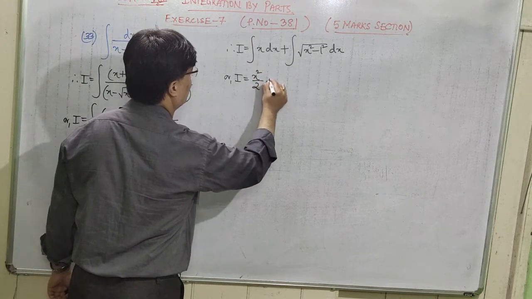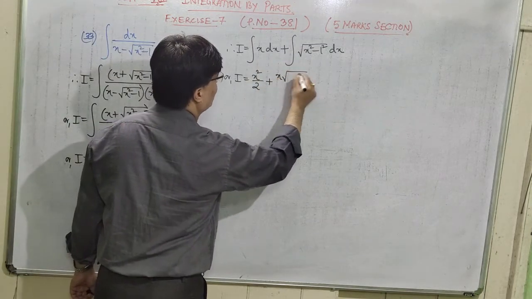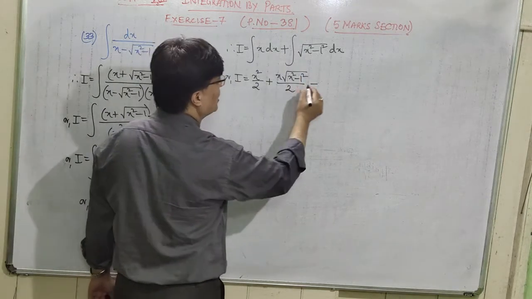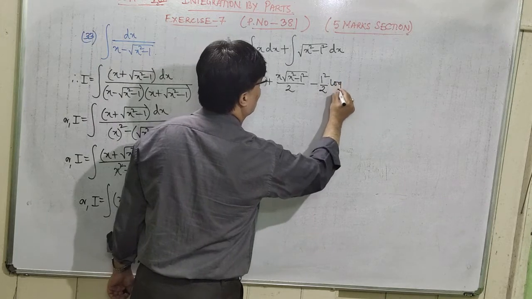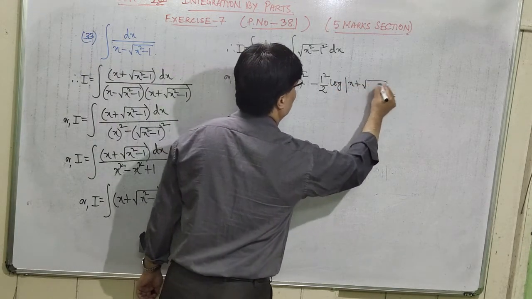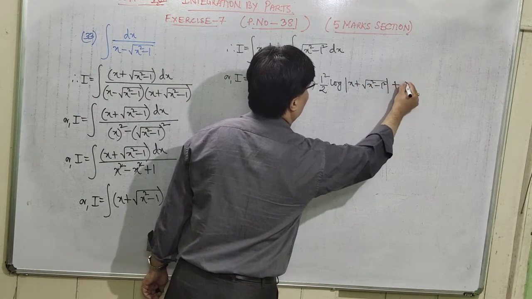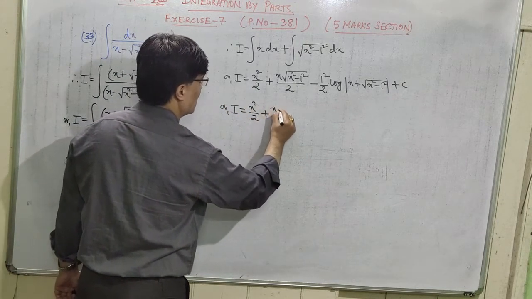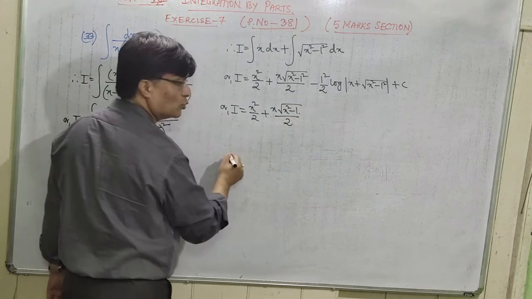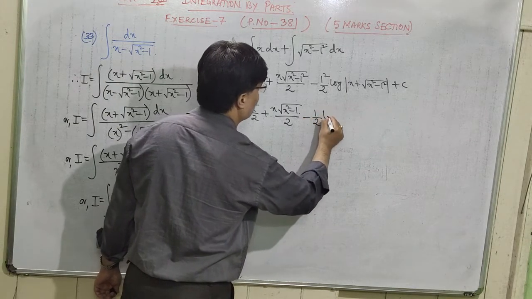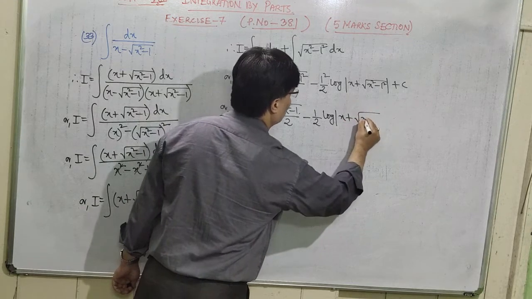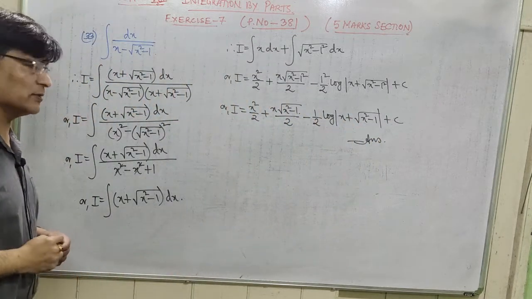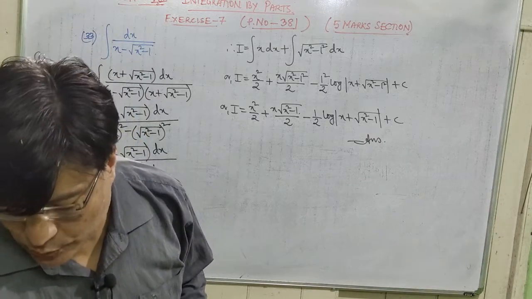This is x square by 2 plus. So what is the formula here? x root over x square minus a square divided by 2, minus sign is there. What is a square? 1 square by 2 then log within mod, this is x plus root over x square minus 1 square, mod sign closed, plus c. So I is equal to x square by 2 plus x root over x square minus 1 divided by 2 minus 1 by 2 log within mod x plus root over x square minus 1, mod sign closed, plus c. So this is the final answer. So I think you have understood it. So you can copy it. Now we'll do the next question.